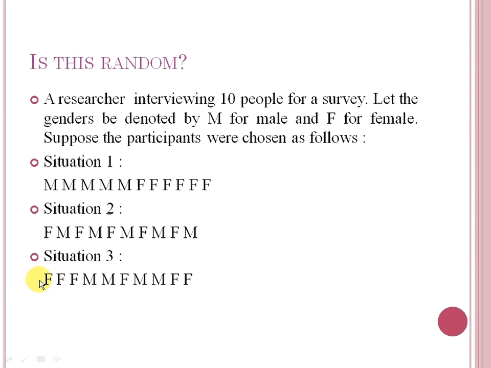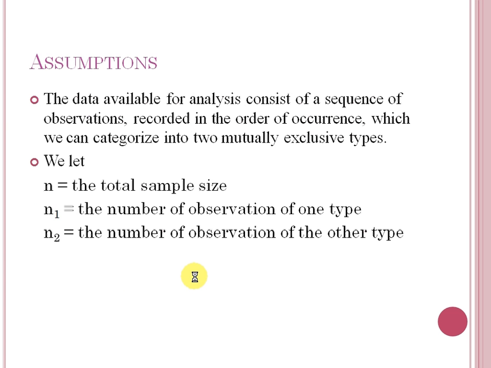For situation number 3, we have female as the first run, male as the second run, female as the third run, male as the fourth run, and female as the fifth run. So we have 5 runs in this situation. For this case, whether it is random or not, we have to decide by using the run test. Before we start the run test, we must check whether it fulfills the assumptions or not.